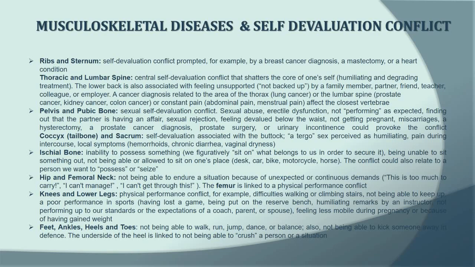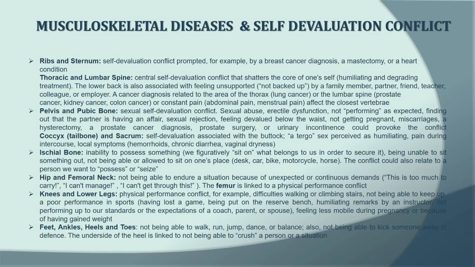Thoracic and lumbar spine problems stem from a central self-devaluation conflict that shatters the core of oneself, like humiliating and degrading treatment. The lower back is also associated with feeling unsupported, so not backed up by a family member or your partner, your friend, your teacher, your colleague, or your employer.